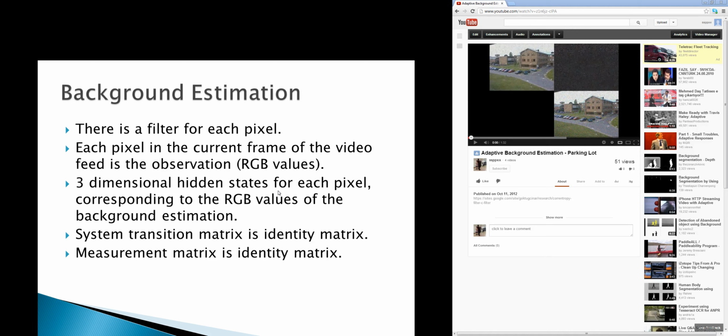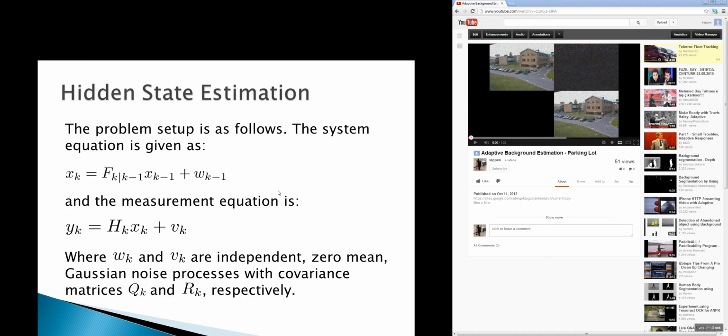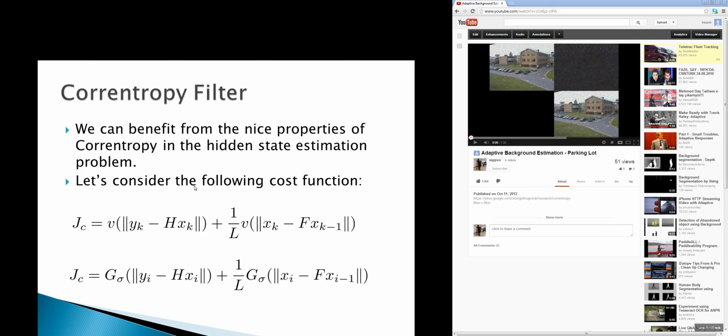The salt and pepper noise will actually be captured by the VK in the measurement model, whereas the moving vehicles or moving people will be captured by the WK. And when we minimize the effects of those two with this cost function, we should be able to remove all these moving objects from the current frame as well as the noise.